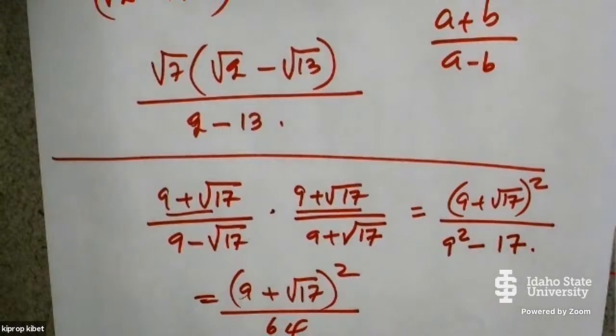So you need to rationalize the denominator. When you rationalize this one, now you can simplify. So this and this is a difference of two squares. This one and this is similar. So you now square, you only square.